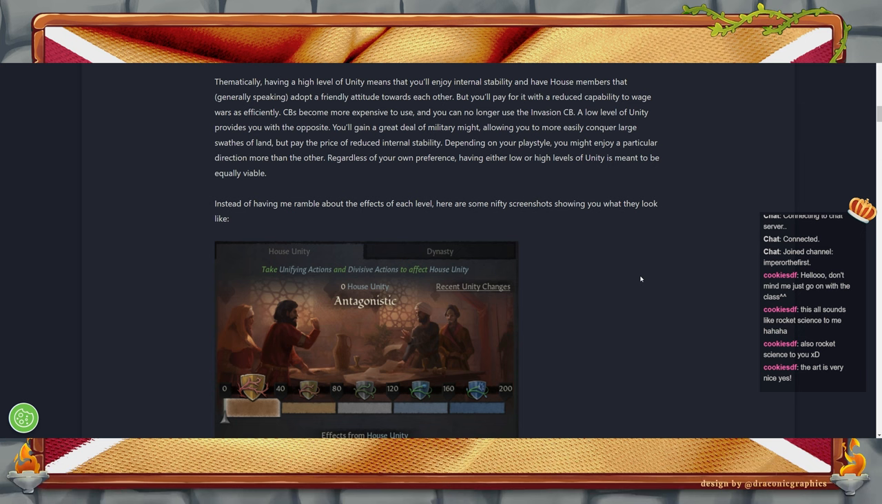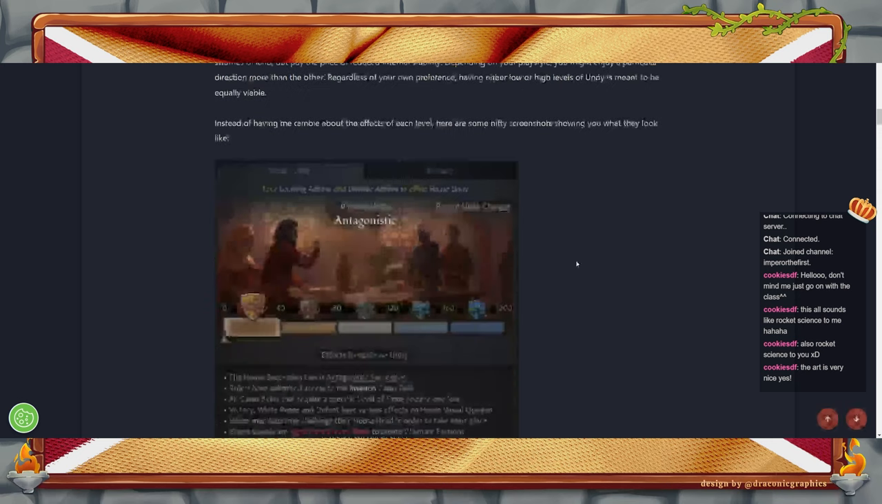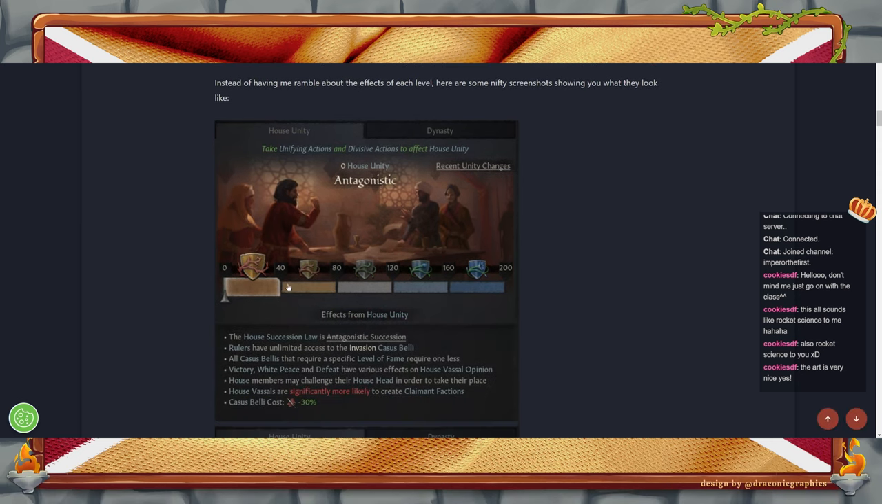Regardless of your own preference, having either low or high levels of unity is meant to be equally viable. Now that's interesting, and I think you can also agree with that. You have a bar, basically, where this is negative and this is positive, but they're saying that wherever you end up, they want it to be something you can work with. So I find that to be very interesting.